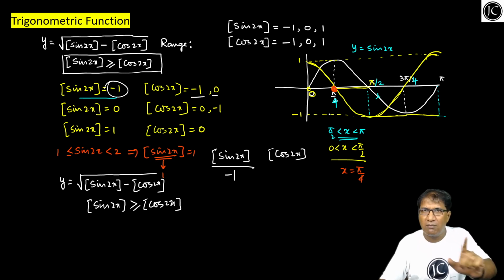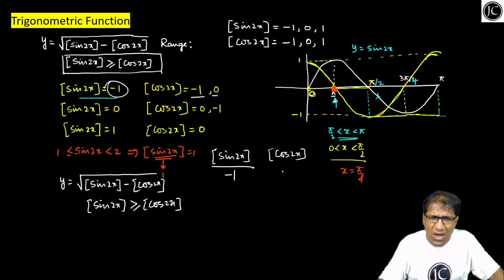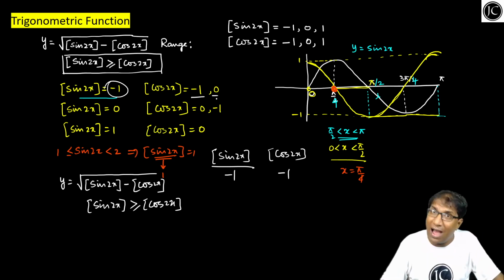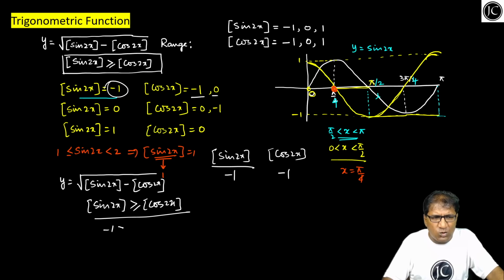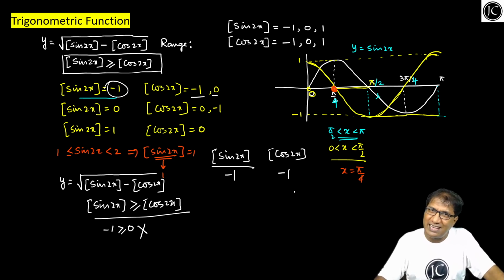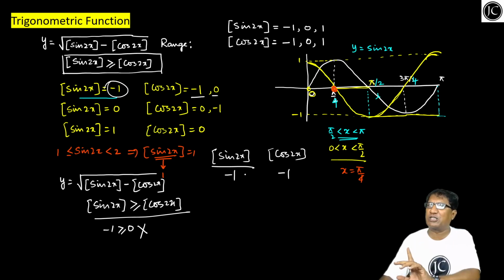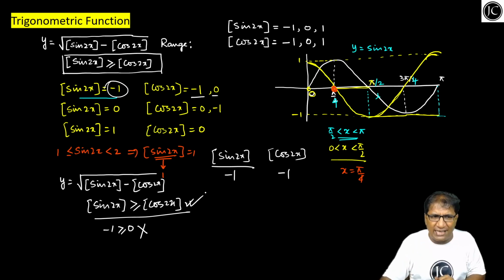-1 या 0. Now, cos 2x can take the value -1, but it cannot take the value 0. Why? अगर [cos 2x] 0 वैल्यू ले लिया, मतलब क्या होगा? -1. In this condition, your -1 will be greater than equals to 0, which is not true. Is it clear? इसके लिए जब [sin 2x] -1 ले रहे हैं, then [cos 2x] will only take the value -1 to satisfy this condition.